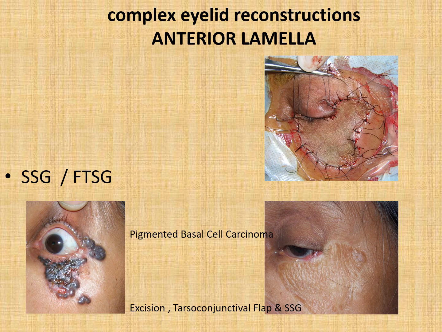Complex eyelid reconstruction: a case of a basal cell carcinoma which was excised. For the lower eyelid reconstruction, a Hughes tarsoconjunctival flap was used and the raw area was covered with a split skin graft.